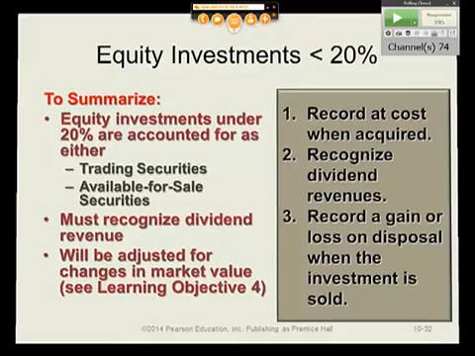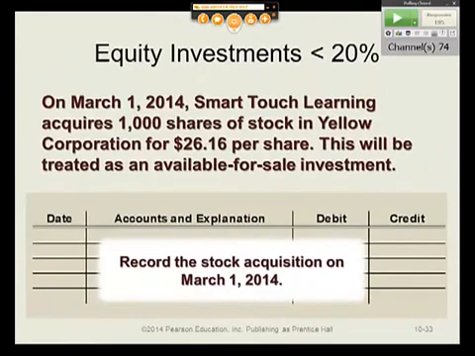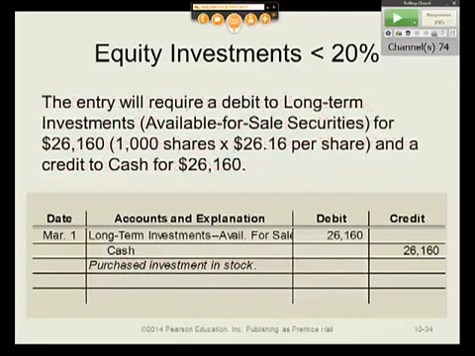So now, let's go to an example. And we're still looking at a company with less than 20% of the stock. On March 1st, Smart Touch Learning acquires 1,000 shares in the Yellow Corporation for $26.16. $26.16 is the cost of those shares on the day it was purchased. And they're going to treat these as available for sale securities.